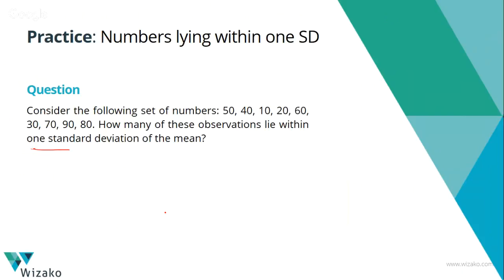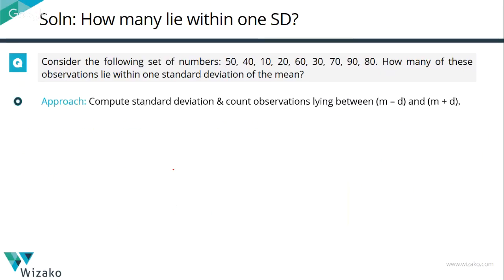So how are we going to go about it? I'll give you an indicator as to how to go about it. Take a minute or a minute and a half, compute it, come back, and then we'll discuss it. The process that we are going to follow is: compute the standard deviation, because you need to find out what the standard deviation is, what the mean is. Only then you'll be able to find out how many elements lie within one standard deviation of the mean.